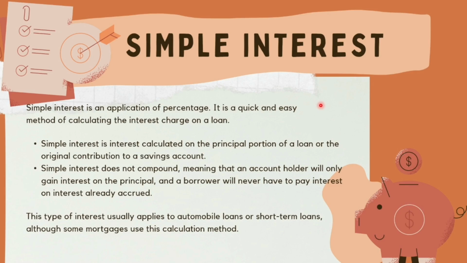So, simple interest is an application of percentage. It is a quick and easy method of calculating the interest charged on a loan. Simple interest is interest calculated on the principal portion of a loan or the original contribution to a savings account. Simple interest does not compound, meaning that an account holder will only gain interest on the principal and a borrower will never have to pay interest on interest already accrued. This type of interest usually applies to automobile loans or short-term loans, although some mortgages use this calculation method.